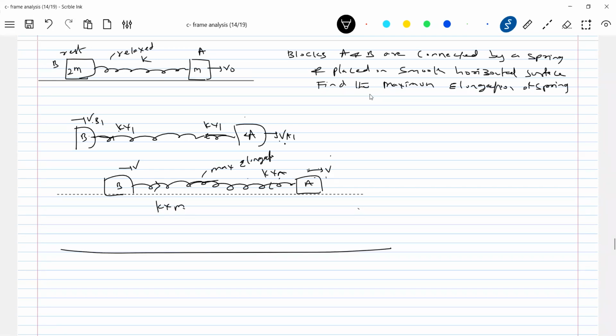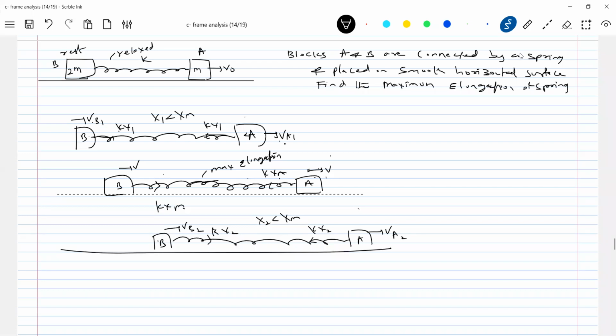Very next moment, what will happen? The velocity of block B will be greater than that of block A. This is VA2, this will be VB2. Here also there will be elongation, but this elongation x2 will be less than xm. So where is the maximum elongation present? Of all of these, the maximum elongation is present at this particular point. At maximum elongation, what is the situation? Both are having a common velocity. Do you agree with this? So there's one basic idea of the total problem.